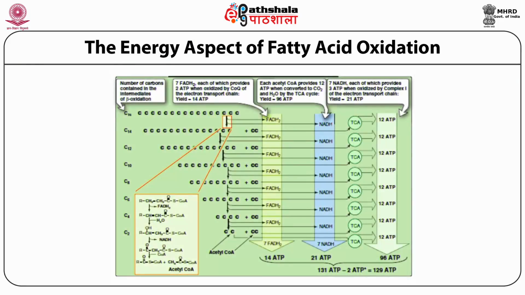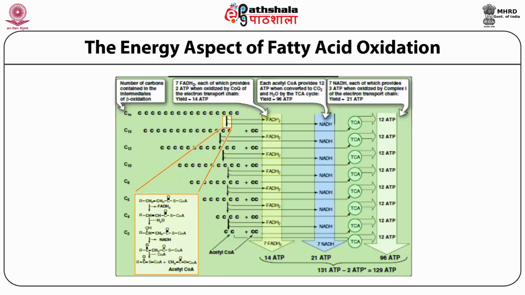The energy aspects of fatty acid oxidation. In this pictorial representation, we can see how the fatty acid is broken down into acetyl-CoA through a spiral chain reaction, ultimately liberating the energy at each spiral completion.